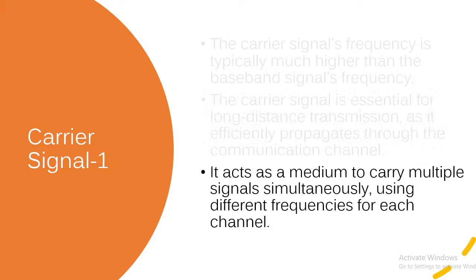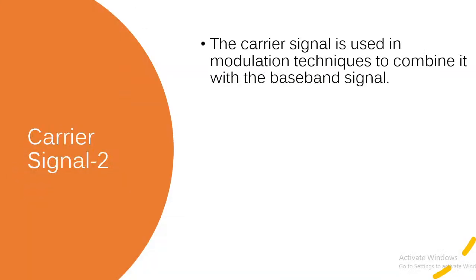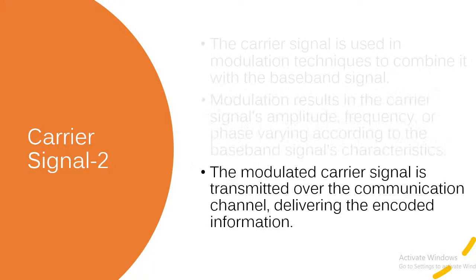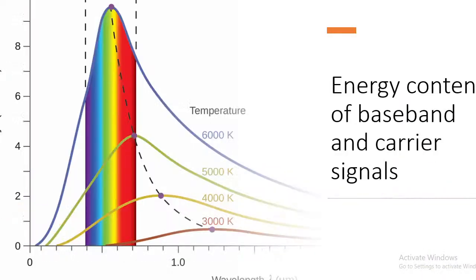It acts as a medium to carry multiple signals. You can put multiple signals on the carrier signal. Many signals can be transmitted through the carrier signal using different frequencies for each channel. This is used as a modulation technique to combine the baseband signal with it. Each carrier signal will have a different frequency. Modulation results in changes in the carrier signal's amplitude, frequency, or phase. The modulated carrier signal is transmitted over the communication channel.